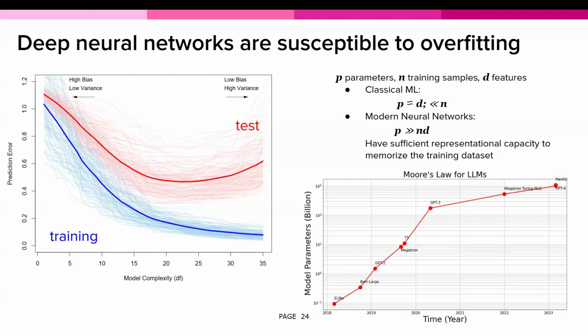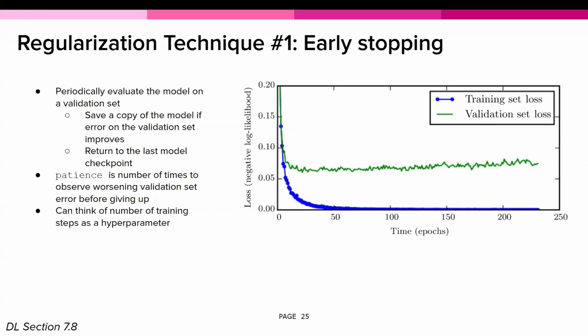And so we need to be able to manage this risk of overfitting, to be able to not just fit the training data set, but also generalize to new unseen data. What techniques do we have to impose some kind of regularization on these deep networks?